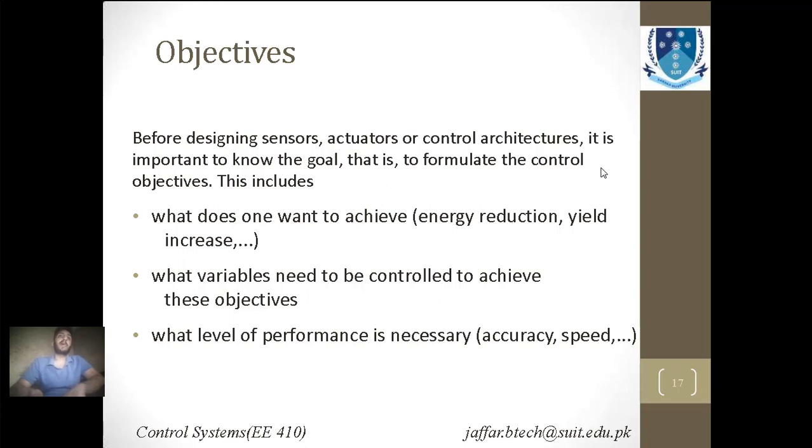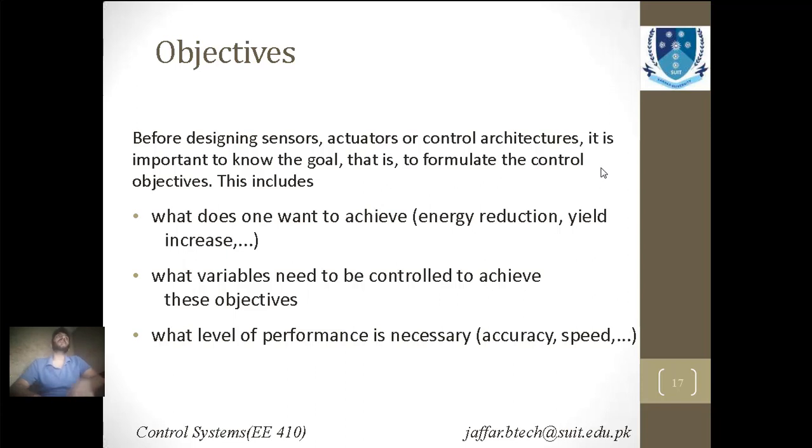What are objectives? Before designing sensors, actuators, or control architecture, it is very important to know the goal. To formulate the control objectives, you must know the main target that you are going to achieve from this control system. For example, if you say I want a reduction in energy consumption, that is your main target. There are two kinds of objectives: one is known as the primary objective, and the other is known as the secondary objective.